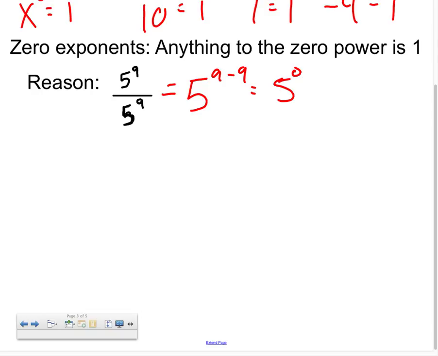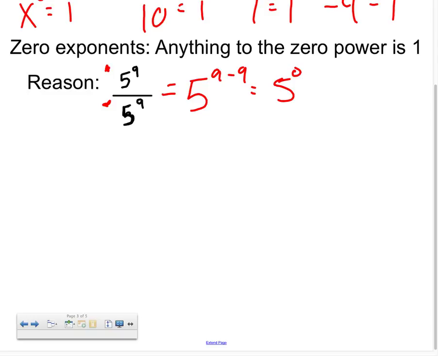So far so good. But look here, this is the same number divided by itself. 5 to the 9th divided by 5 to the 9th. I have the exact same number divided by itself. And there's another property of division, right? Anything divided by itself is 1. Big, small, decimal, fraction, variable, number. Anything divided by itself is 1.